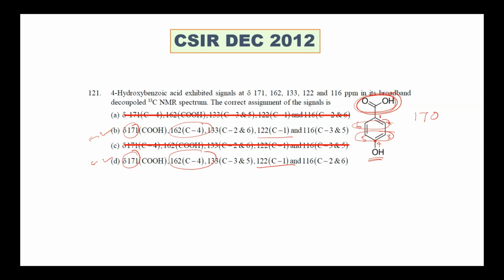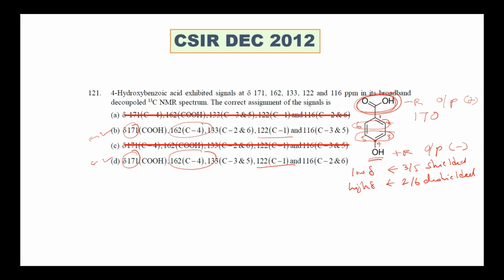Now see here, this OH is a plus R group and the carboxylic is a minus R group. So the minus R group will make the ortho and para position positively charged and the plus R group will make the ortho and para position negatively charged. So 3 and 5 should be shielded. 2 and 6 should be de-shielded. Very simple. So 2 and 6 should have high delta value and 3 and 5 should have low delta value.